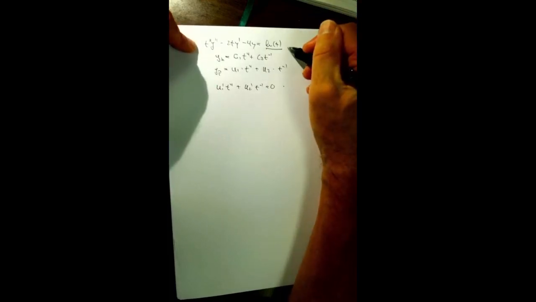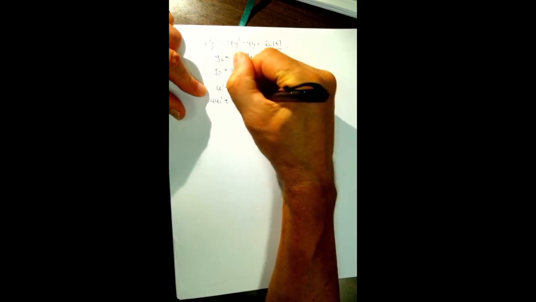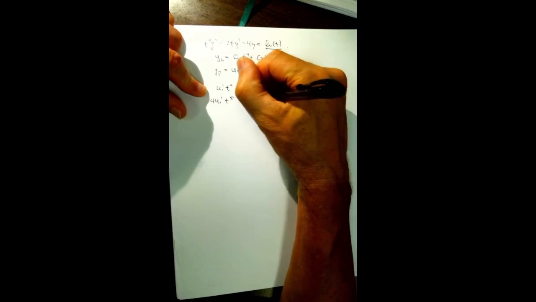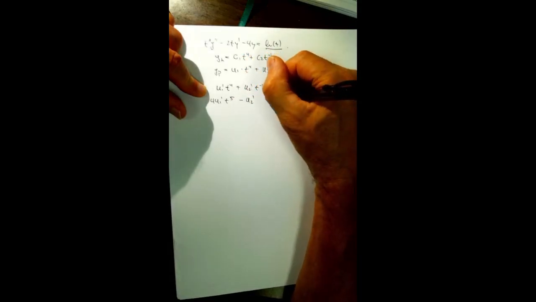Now when we plug back into here, we found that for U1 prime t to the fifth, I've got to be careful here, it looks like minus U2 prime equals log of t.